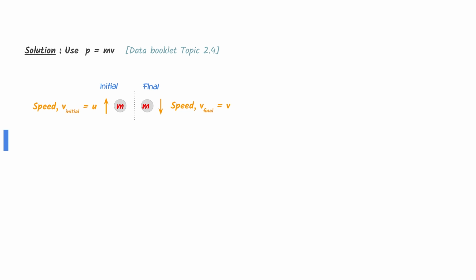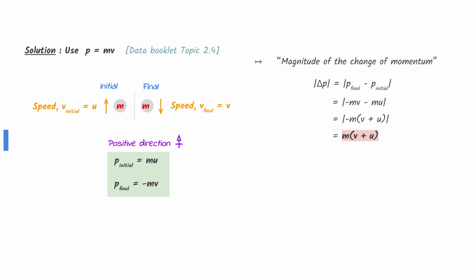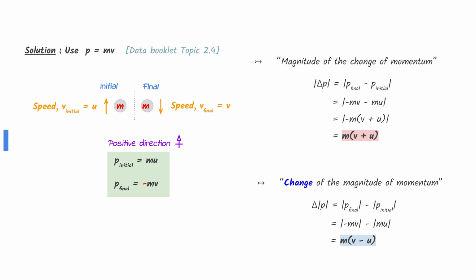The stone initially moves upwards with speed u and then hits the ground with speed v. Taking upwards as the positive direction, the initial momentum of the stone is mu and the final momentum is minus mv. To find the magnitude of the change in momentum, first subtract the initial momentum from the final momentum, then find its absolute value. In this case, the answer will be m(v plus u). Take note that if the question asked for the change of the magnitude of momentum, you would have to subtract the absolute values of each other. The answer will be different.